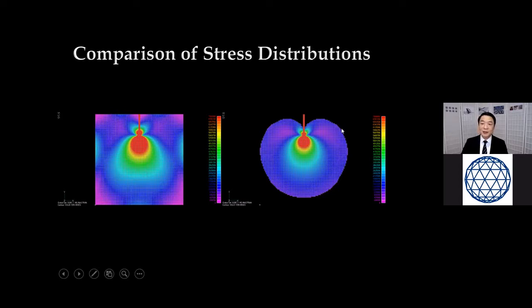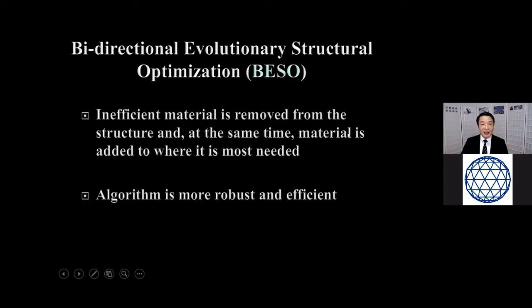Depending on the rules we use, we would get different designs because we have many different design constraints or objectives to look at, and we could use different rules to achieve these different objectives. Later on, we improved our technique. Not only can we remove the inefficient material from the structure, we can strengthen the most critical part of a structure by adding material to these locations. So the bidirectional ESO, BESO, would be far more robust and efficient.